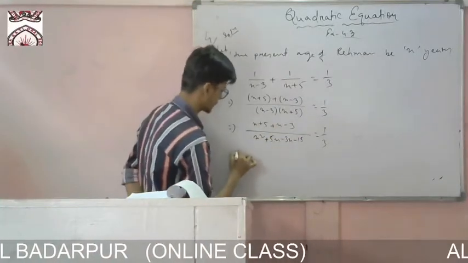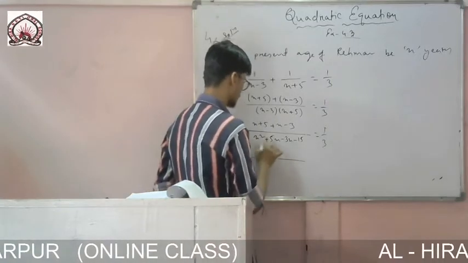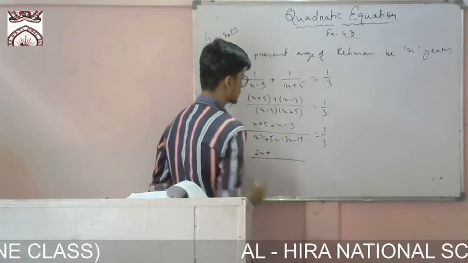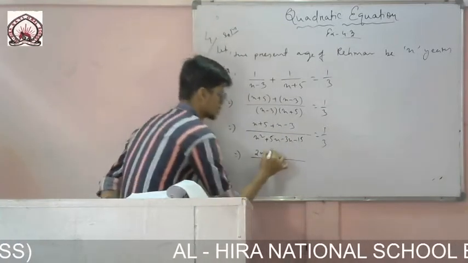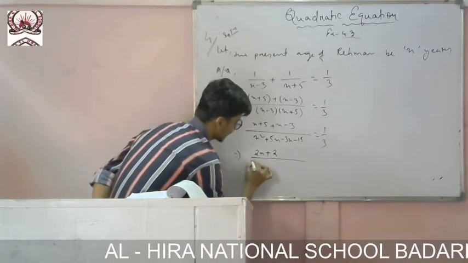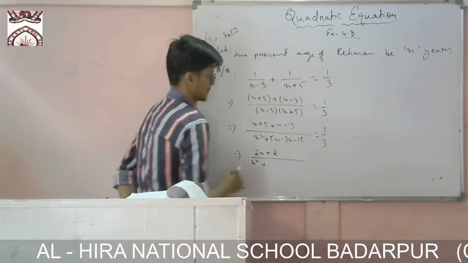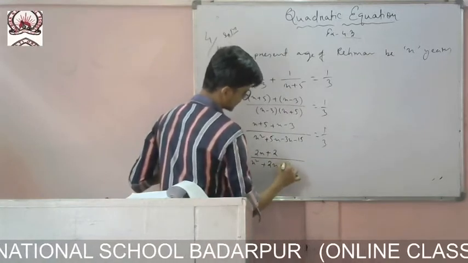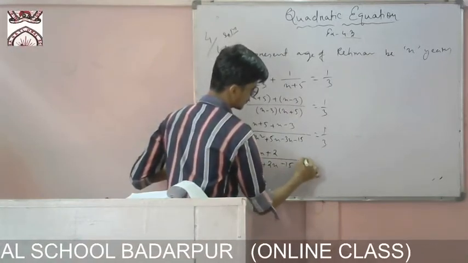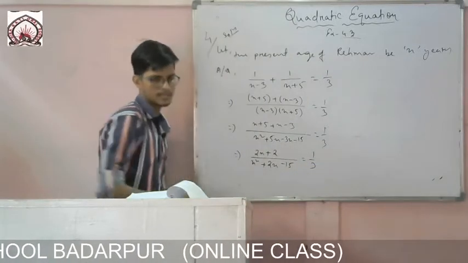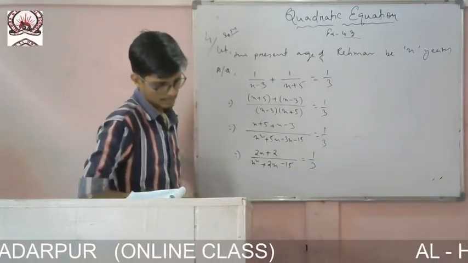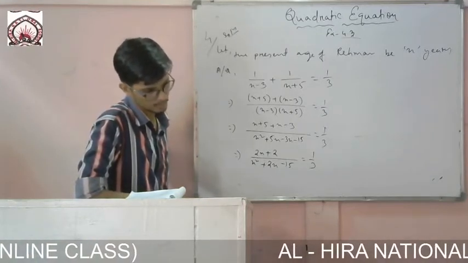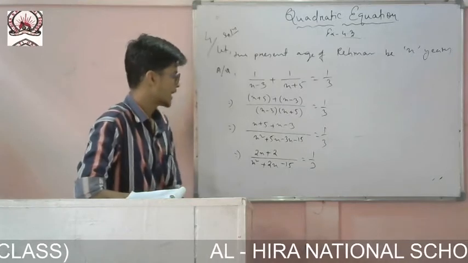So x plus x is 2x, 5 minus 3 is plus 2. And there it will be x square plus 5x minus 3x, that means plus 2x, and minus 15, which equals 1 by 3. So twice x plus 2 over x square plus twice x minus 15 equals 1 by 3. Now I will cross multiply.